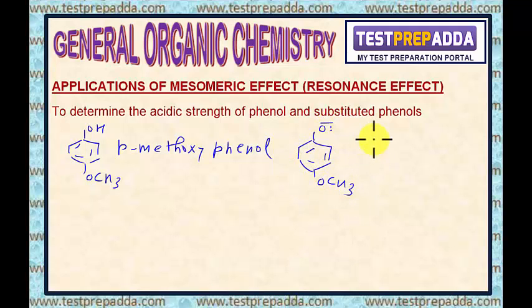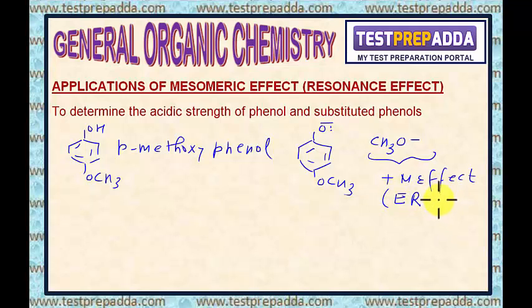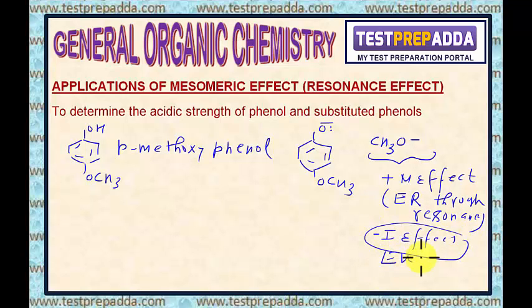Now here let me tell you that this CH3O is a plus M effect group, meaning electron releasing through what? Resonance. Electron releasing through resonance. Although it is a minus I effect group also. Minus I means electron withdrawing through inductive effect. But as I told you, mesomeric effect gets preference in most of the cases. That is why I am talking about mesomeric effect only.